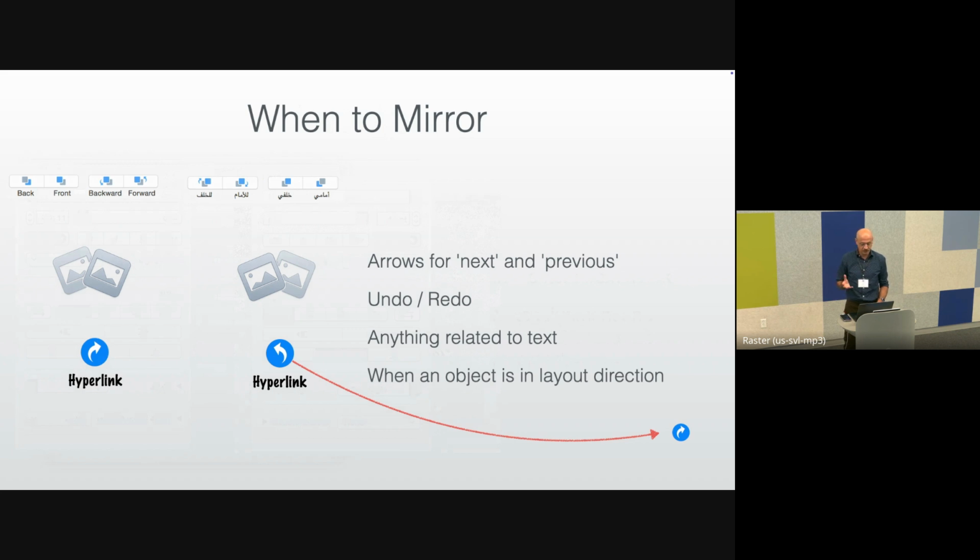So mirroring things which have a next and previous. Things related to text. So a hyperlink is going to be a next or previous. And this is a hyperlink inside Pages where it will take you to the next slide. So in a left to right world, the next slide is there, but in a right to left world, the next slide is there. So that really should reverse.